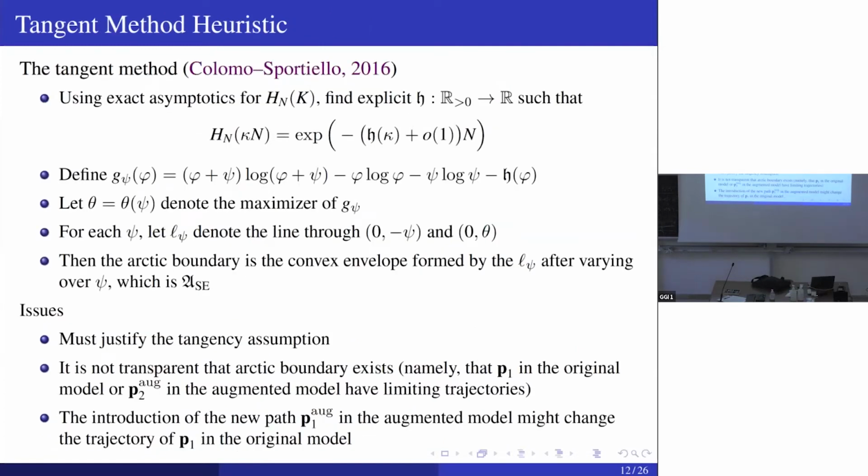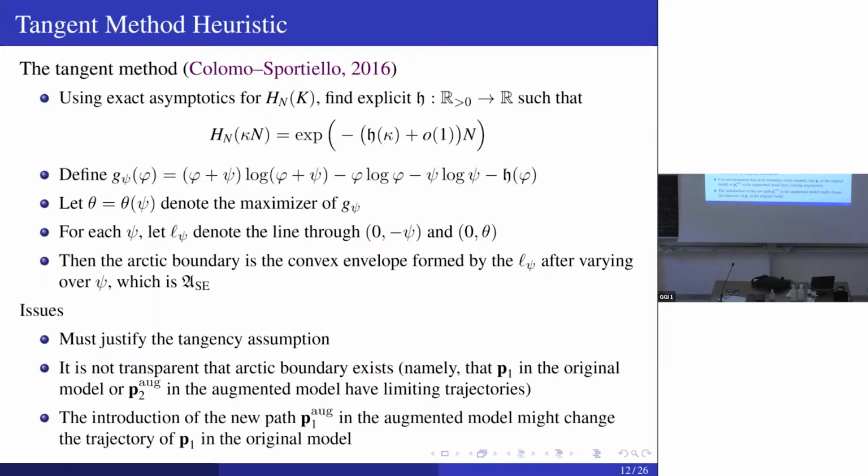Okay, so to summarize, the tangent method proceeds as follows. I first get the integrable input, some exact or limiting asymptotic for this refined partition function, which is scaling like exponential of minus n times some h of kappa. I define this function g of psi by taking the entropy of a random walk minus this h that I found up here. I find the maximizer of this g. I let L of psi denote the line connecting 0 minus psi to this, which should be theta comma 0 instead of 0 comma theta. And then the Arctic boundary is the convex envelope formed by varying all these psi's. So this gives me a very specific recipe for computing the Arctic boundary.